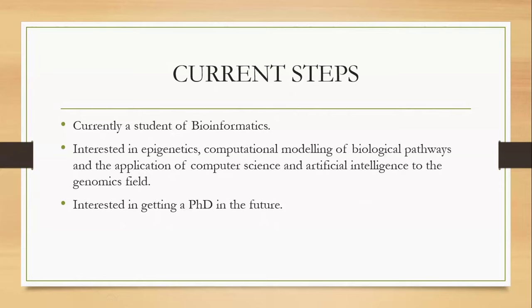Currently, as I said, I'm a student of bioinformatics, and I'm relatively new to the field because my undergrad was in biomedical science and I worked as a medical laboratory scientist for 3 years before I decided to pursue my master's. So I have been looking into the field. I realized that I have interest in epigenetics, which is basically understanding how the environment influences a person's genome. And I'm also interested in computational modeling of biological pathways, and I would like to see how I can apply computer science and artificial intelligence to the genomics field. Then in the nearest future, I am interested in getting a PhD.